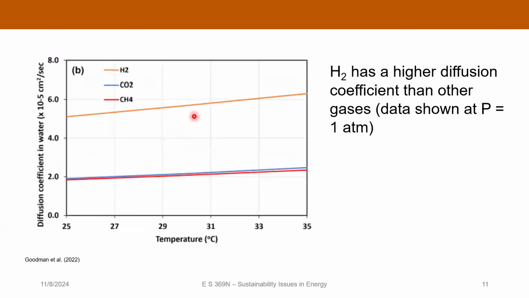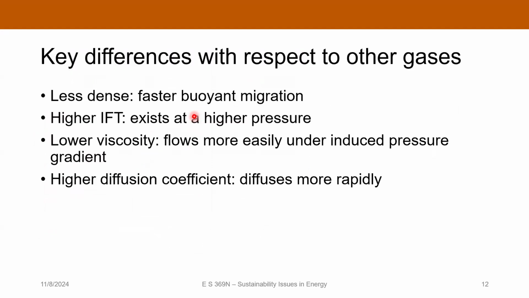It also has a higher diffusion coefficient because it's a smaller molecule. And so this means that it's a really slippery, hard to contain gas. It's going to migrate by buoyancy much faster. It's going to exist at a higher capillary pressure. The lower viscosity means that it flows more easily under an induced pressure gradient, and it will diffuse away more rapidly. So it can be a lot harder to contain.